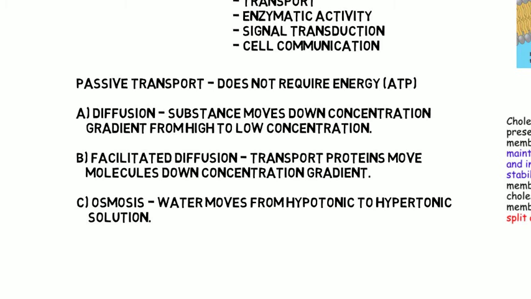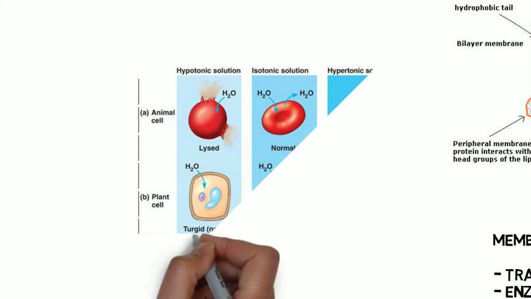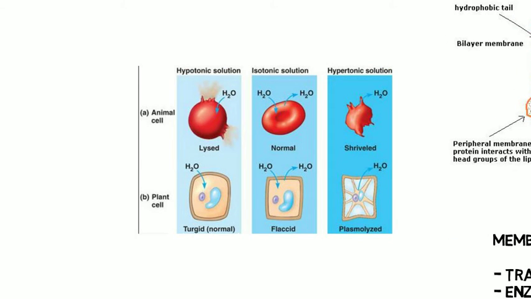Osmosis is also passive transport and causes water to move across the membrane from a hypotonic solution to a hypertonic solution. A hypotonic solution has a lower concentration of solute or dissolved substances than a hypertonic solution. If two solutions have equal concentrations of solutes, they're isotonic. Equilibrium is no net movement of water across the plasma membrane.